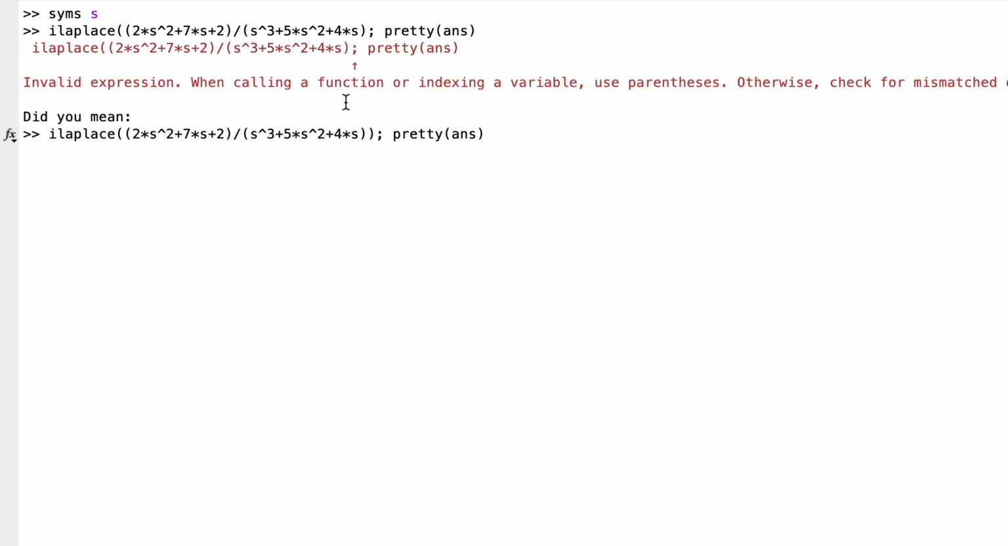Hit enter. Invalid when calling it otherwise. Check for mismatched parentheses. I keep forgetting to do that. Yep, so that's exactly what I meant to do. Perfect. Lovely. So that is our expression. And if we match that up with our expression that we solved previously, it would be correct: e to the negative t, 1/2 e to the negative 4t, and 1/2. So this is a way you can use MATLAB to check your work for Laplace transforms.